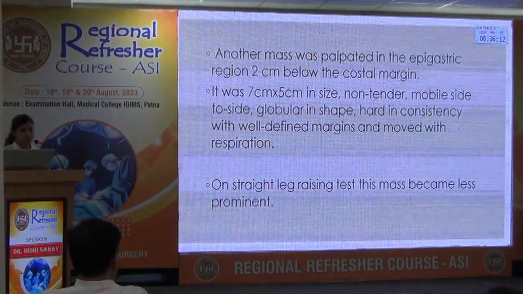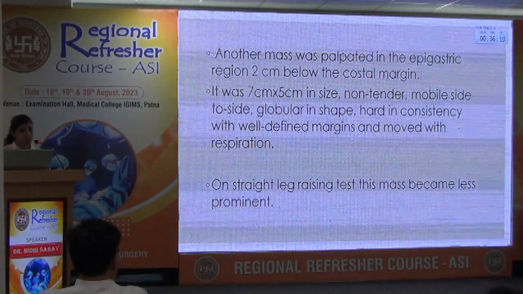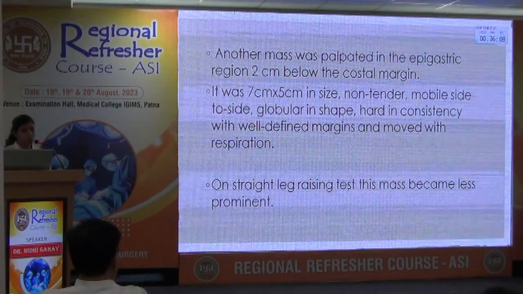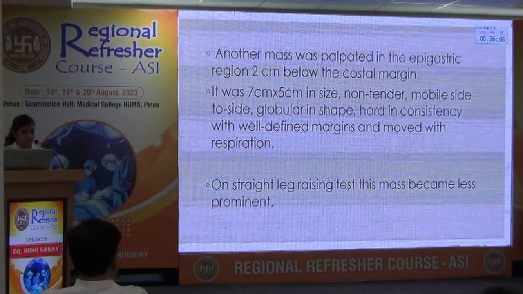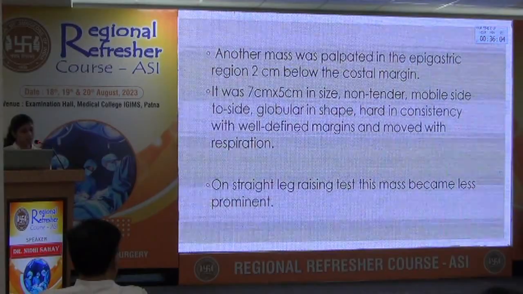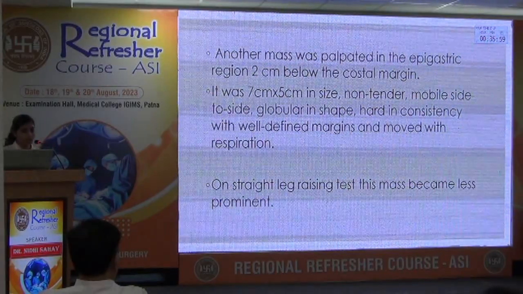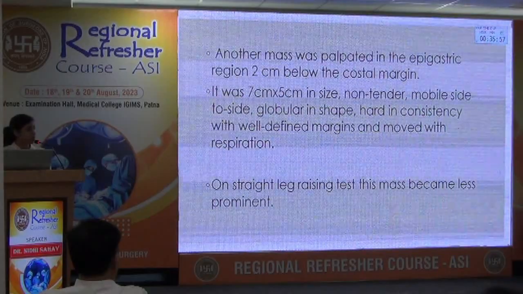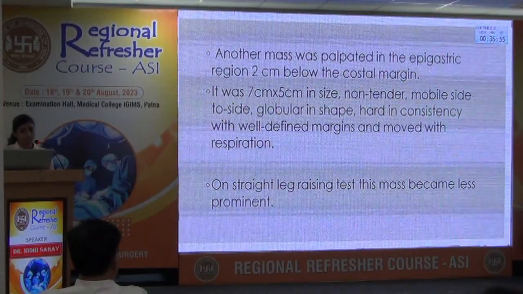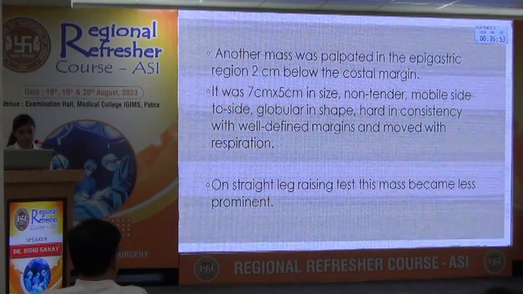Another mass was palpated in the epigastric region, 2 centimeters below the costal margin. It was 7 by 5 centimeter in size, non-tender, mobile side to side, globular in shape, hard in consistency, with well-defined margins, and it moved with respiration. On straight leg raising test, this epigastric mass became less prominent.